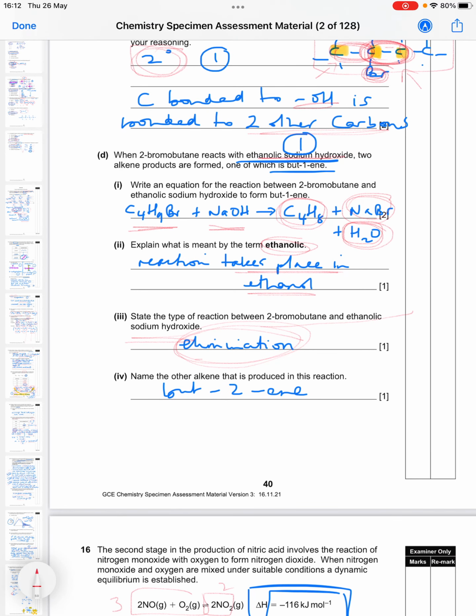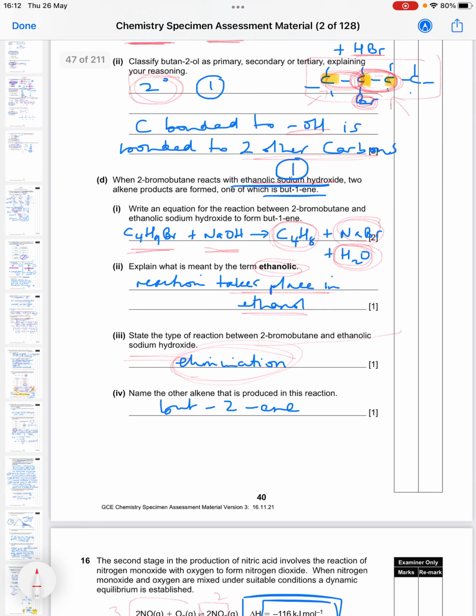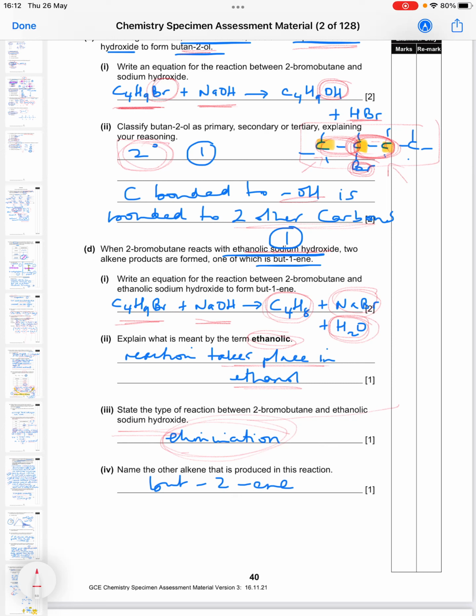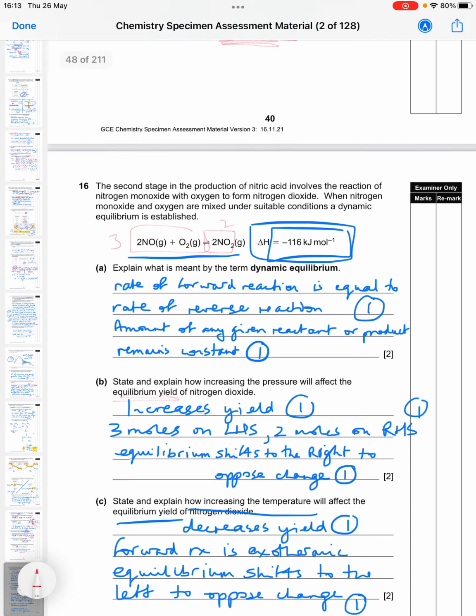Then name the other product, the other alkene that's produced in this reaction. So you're taking away this bromine here, and that means that the double bond can go in one of 2 directions. I've told you here that it's but-1-ene, and that means the other product would have to be but-2-ene, because the bromine is attached to the second carbon, so the double bond either has to go to carbon 1 or carbon 3, and if it goes to 3 it's between 2 and 3, so that's but-2-ene.